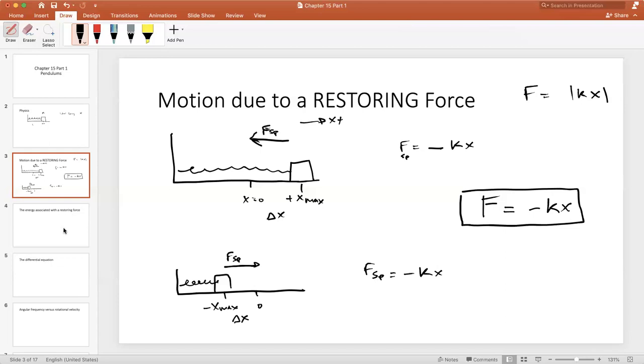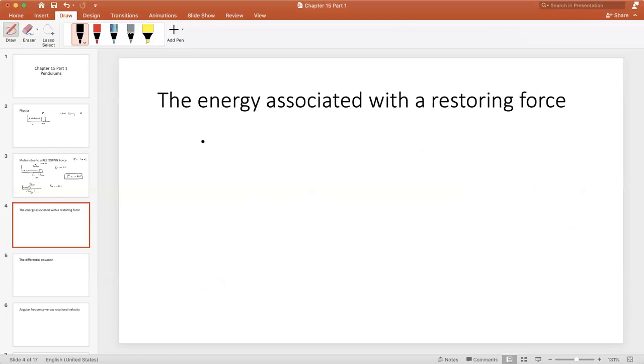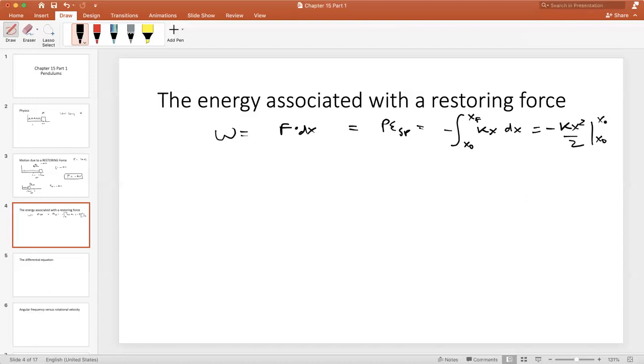All right. What is the energy associated with a restoring force? Now we know that the work done by a force is F times dx, or F dot d, right? We could put a dot if we wanted to. But this is called the potential energy of a spring. It is the work done by the spring. And from x initial to x final, if we plug in for F, negative kx dx, we can easily see that this integral is going to be negative kx squared over 2 from x initial to x final.